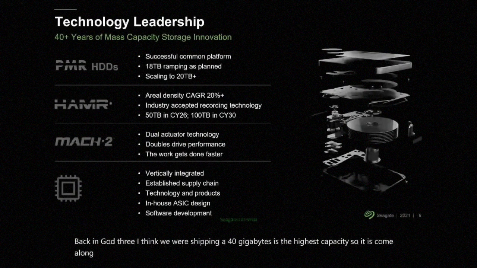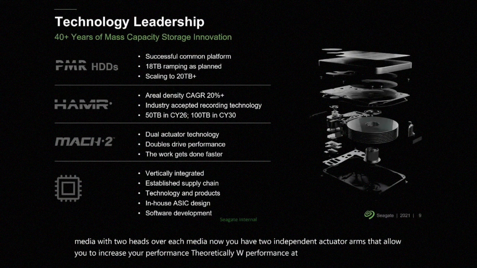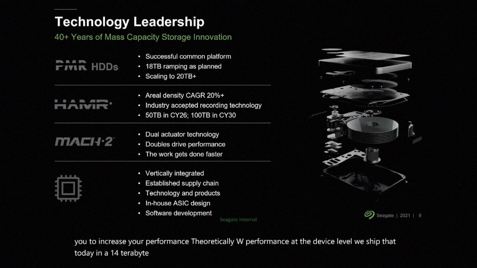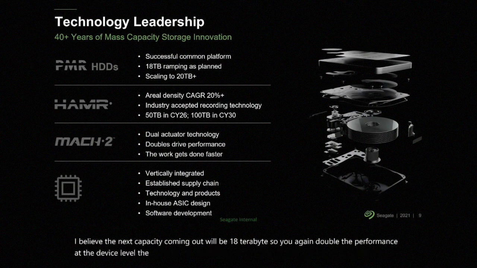Mach.2 is dual actuator technology. So if you have an actuator arm passing over the media with 2 heads over each media, now you have 2 independent actuator arms that allow you to increase your performance, theoretically double your performance at the device level. We ship that today in a 14 terabyte SAS class product, and I believe the next capacity coming out will be 18 terabyte. So you, again, double the performance at the device level, the actual hard drive, and that's just unheard of. So check that technology out.